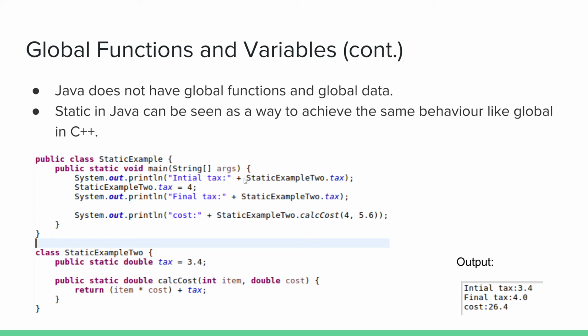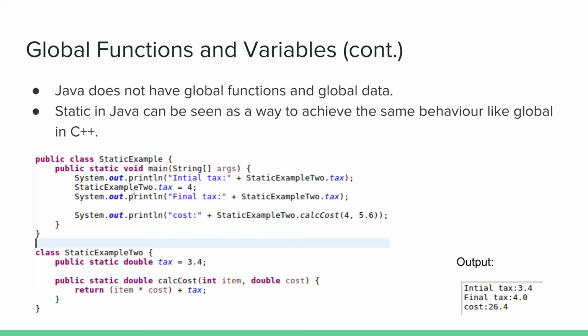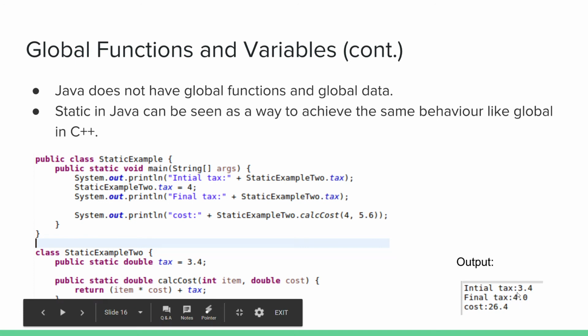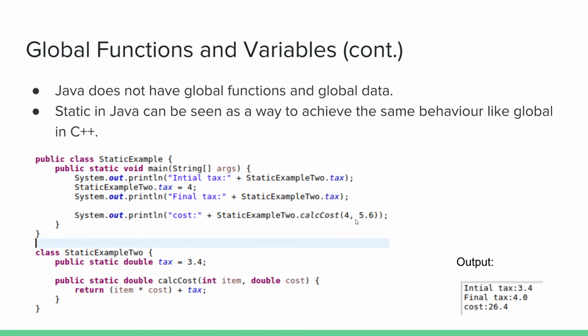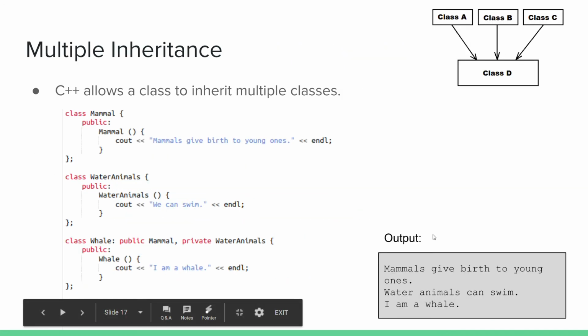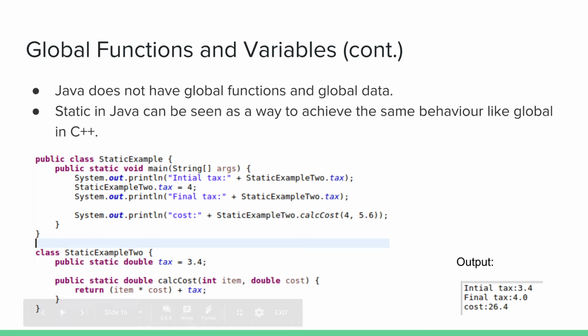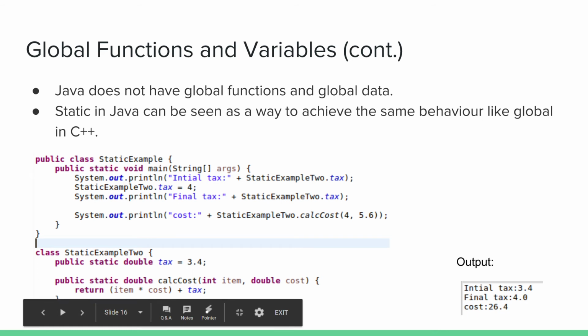Hence, initially, the value will be 3.5. Then I can modify that value as it is public and can be directly modified. And then if I print, you can see the value changes. Also, the same way, I can call this function calcost over the class name, and I can pass whatever data members it needs, and it will again return the value it's supposed to. Hence, both of these are providing kind of a global feeling, but it's not really totally fully global.